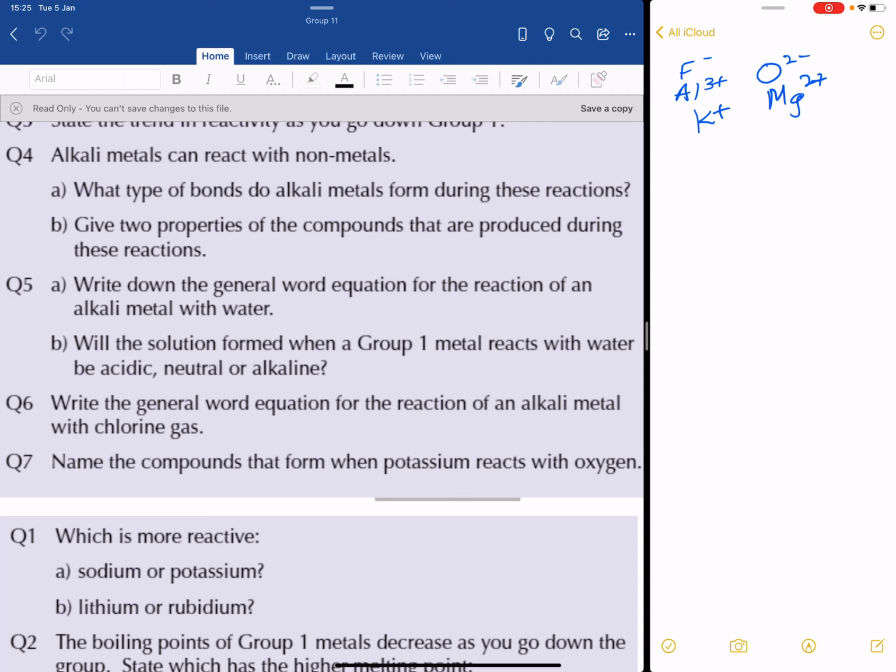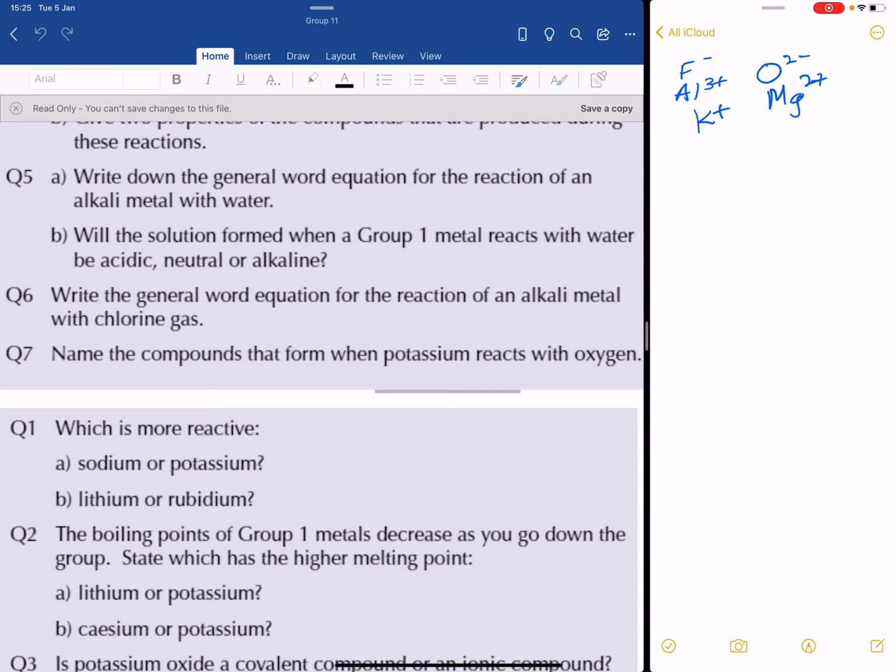Number 5, write down the general word equation for a reaction of an alkali metal with water. So you're going to have alkali metal with water. You'll get metal hydroxide plus hydrogen. And B, will the solution formed be, it'll be alkaline.